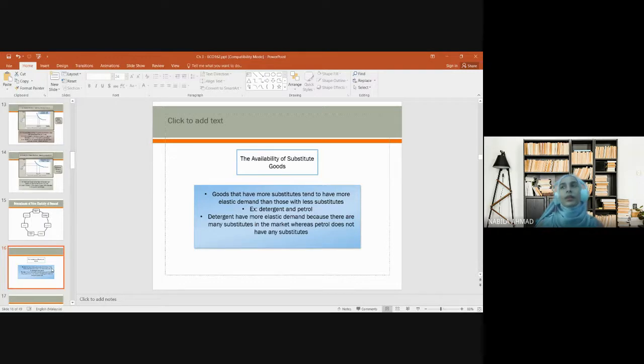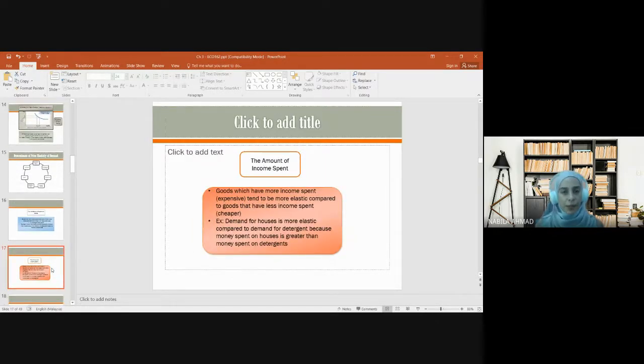Sebab banyak pilihan. Kalau lah harga shampoo, contohnya harga Pantene naik, ya, maybe kita akan pilih shampoo lain yang lebih murah. So kita sensitif dengan perubahan harga. Jadi demand kita elastik untuk barang yang banyak substitutes. Tapi kalau barang yang tak ada substitutes atau low substitutes macam petrol, apa jadi pun dengan harga, kita masih membeli tetapi maybe kita kurangkan sedikit pembelian tu. Jadi demand kita untuk low substitute goods adalah inelastic.